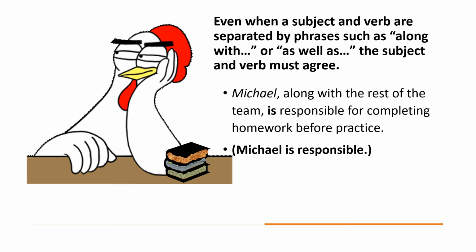And if you can't figure out what your verb needs to agree with, just think back. What is the main point of the sentence? What is it really about? It's not about the team. It's about Michael is responsible for completing his homework. Although it does not look like Michael is very interested in completing that homework.